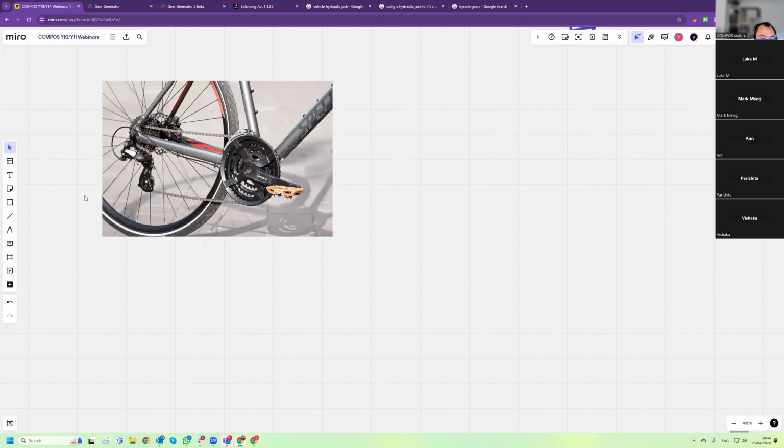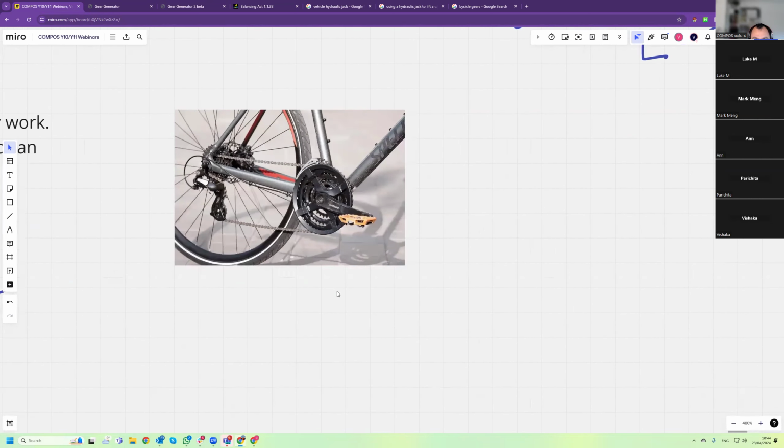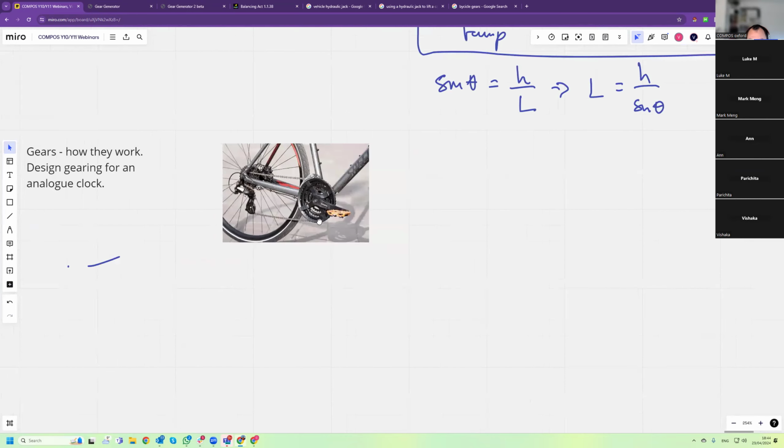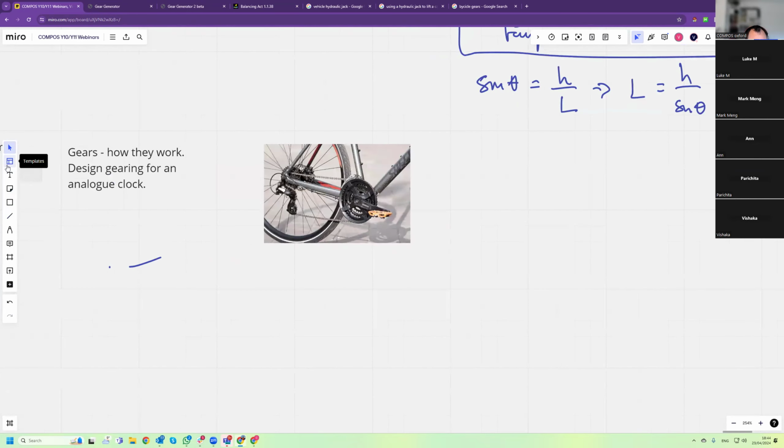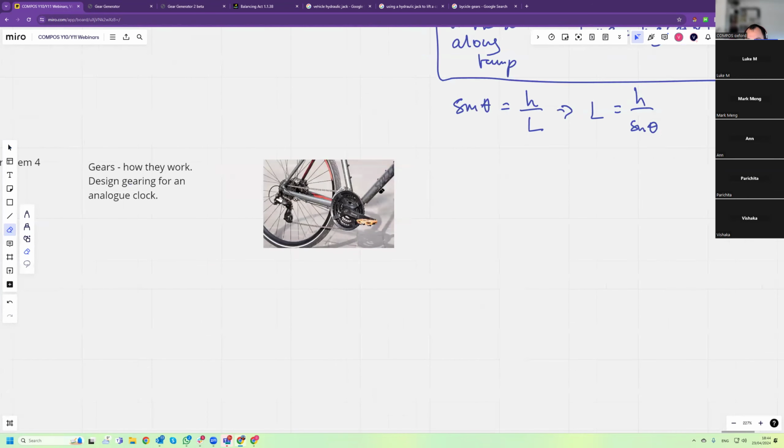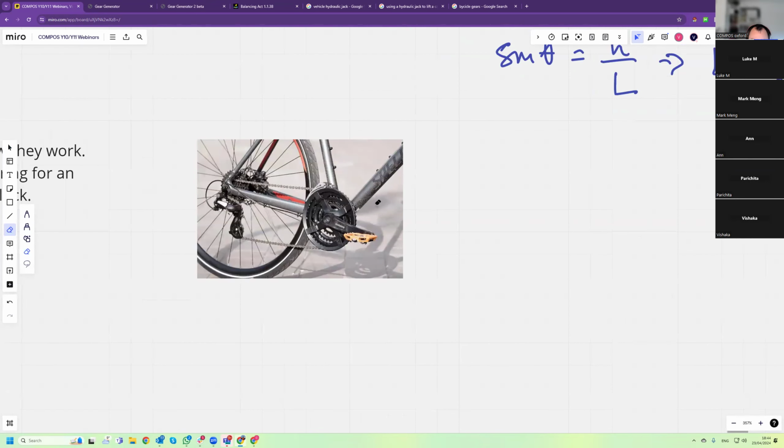So if you want a lot of force, then you choose a low gear that allows you to travel up steep hills. And if you choose a high gear, you can go fast, but you need to apply more force. So yeah, basically the gear ratio.